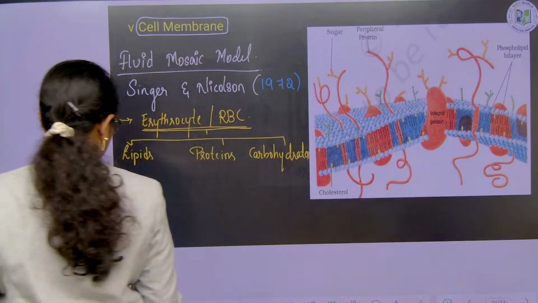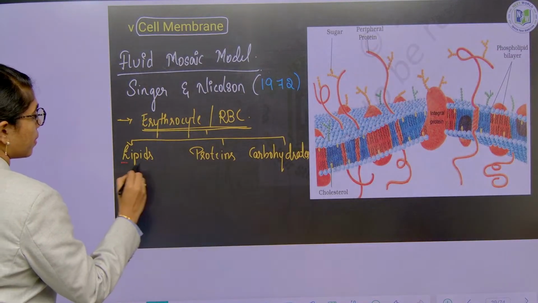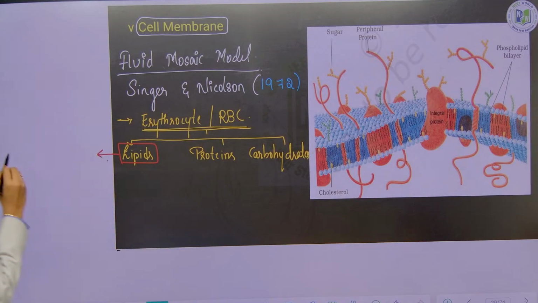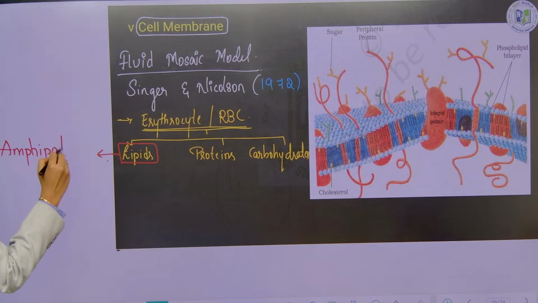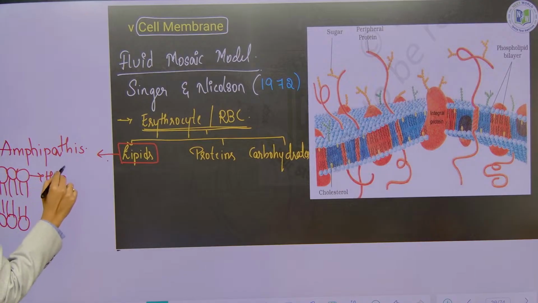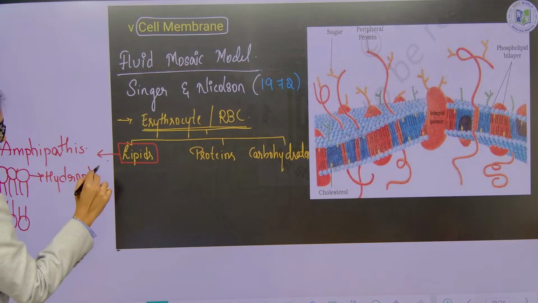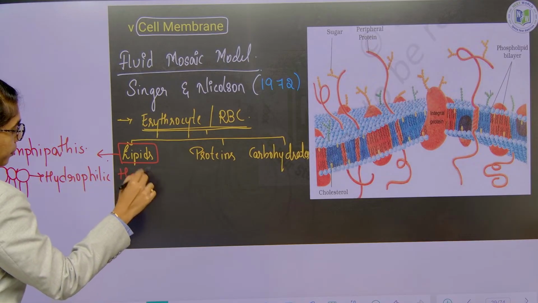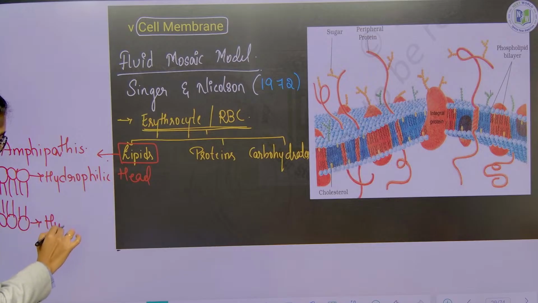First we will learn about lipids. Lipids here, if you see, they are of what nature? Amphipathic in nature. What does this mean? It has both a hydrophilic head and a hydrophobic tail, and lipids are in a bilayer. We'll call it the lipid bilayer. It has a hydrophilic head and a hydrophobic tail.